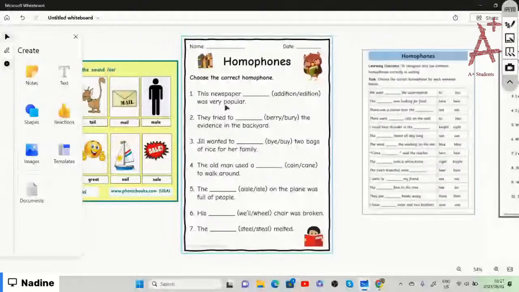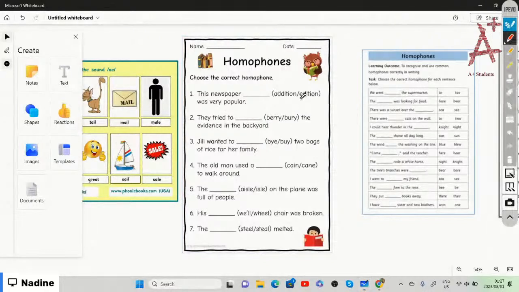So the newspaper edition was very popular, which means that in this case we're going to choose the correct one, which is the newspaper edition, because addition means to add on. They tried to bury the evidence in the backyard. They tried to bury the evidence in the backyard, right? So if we were to choose the correct homophone, then we will say bury, which is bury. So well done. Yes, bury is correct.